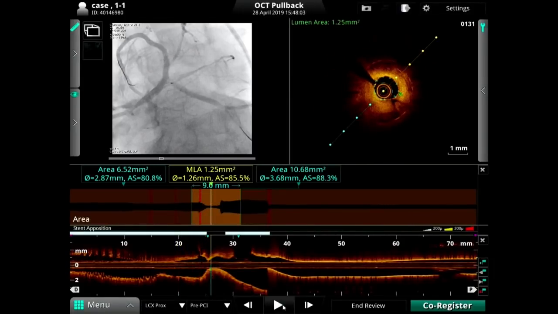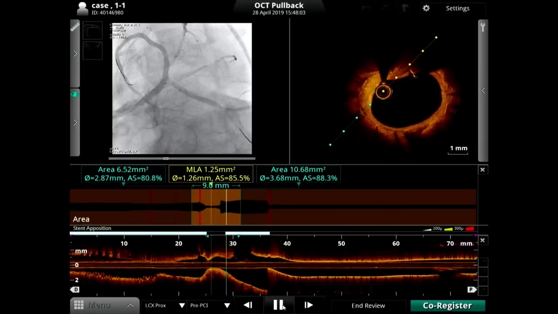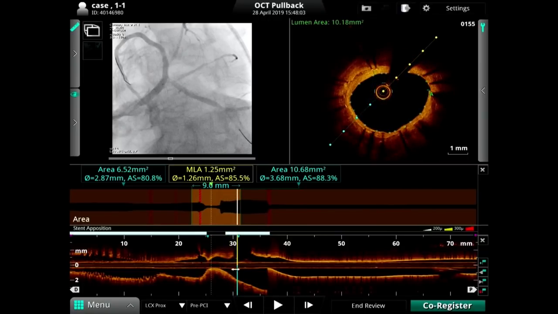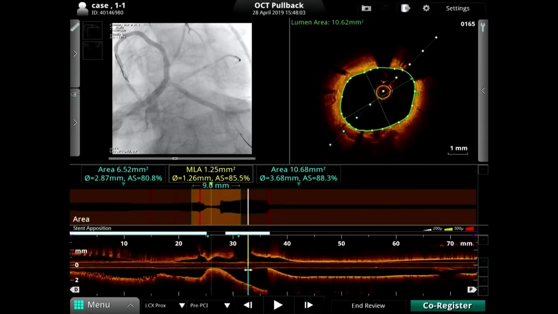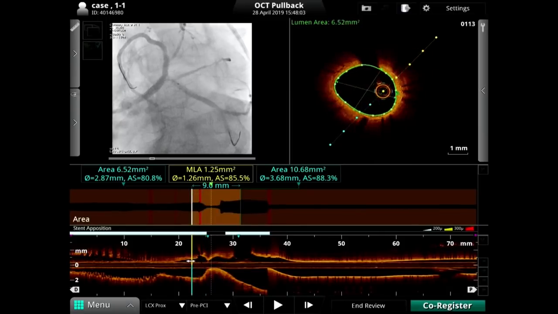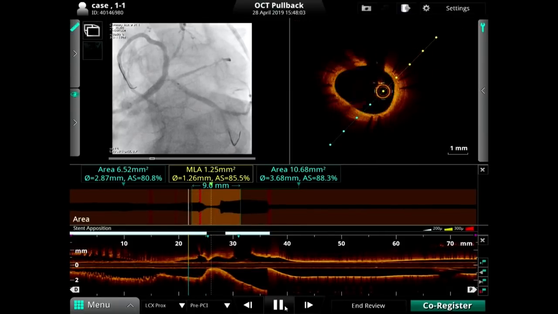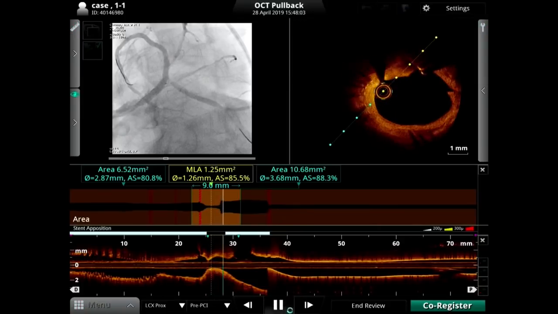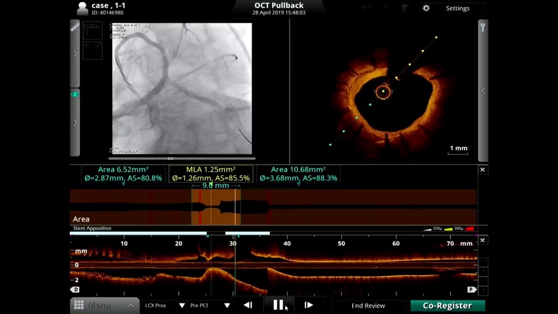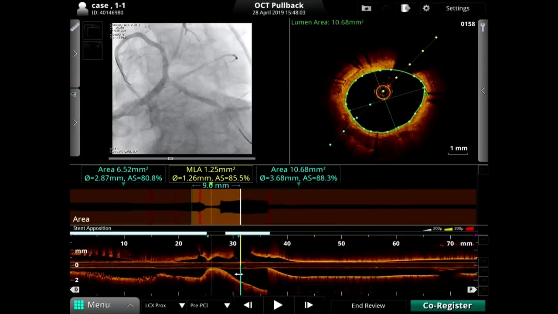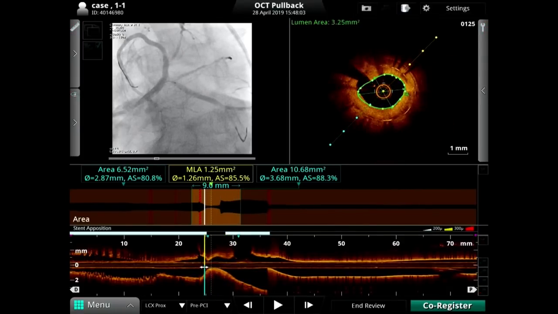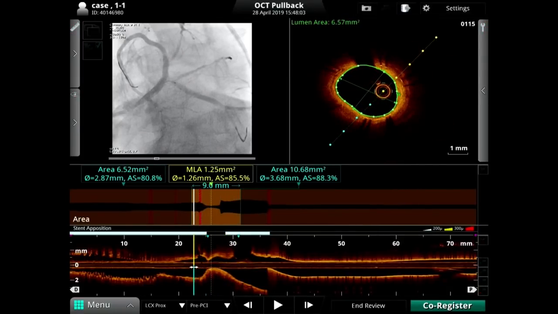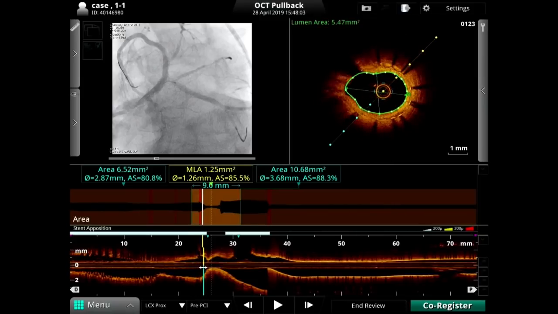So this is a pullback from the circumflex. Can you go back? Do it again. So, pullback from the circumflex. The stent is well expanded, and we have a very focal and tight stenosis at the ostium, which is neo-endothelialization. So it's neoatherosclerosis. Clearly, it's not a stent fracture.